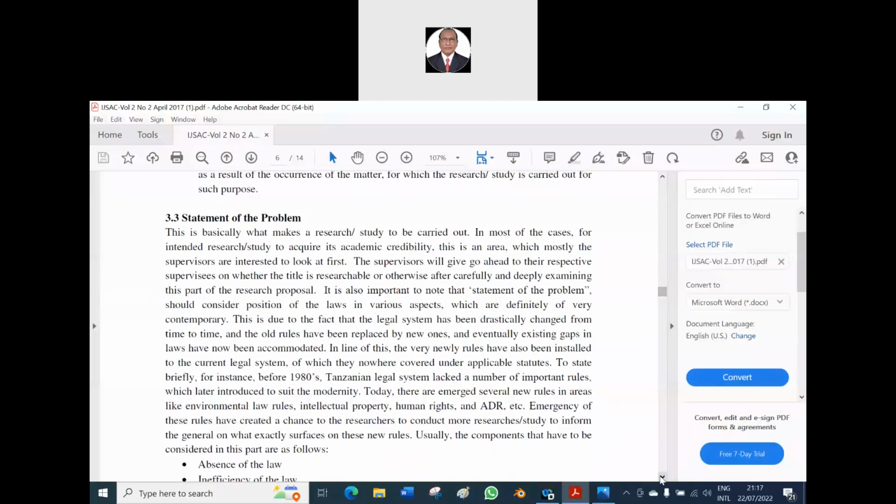In the statement of the problem, the supervisor will give a heads-up to their respective supervisee on whether the title is researchable or otherwise, after carefully and deeply examining that part of the research proposal. So whether the viability is there or not, we discussed in the introduction. And here we can say whether one can proceed with the research work or not. It is also important to note that the statement of the problem should consider the position of the law in various aspects. The problems would be there, how far it will be relevant to the different laws, including the domestic laws, as well as the international instruments or international law, or other foreign country law, which are definitely very contemporary in nature.